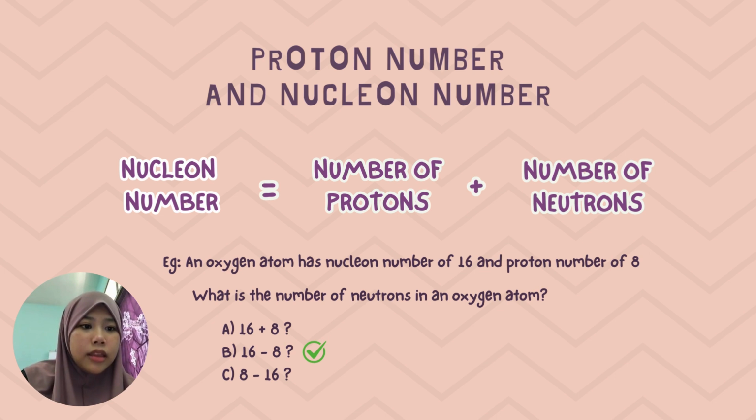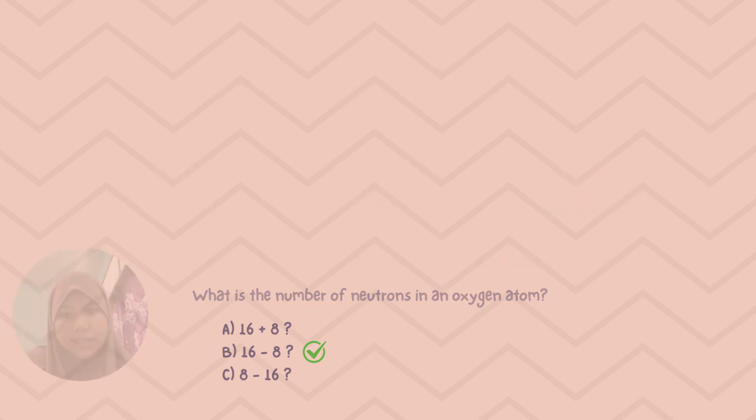An oxygen atom has a nuclear number of 16 and a proton number of 8. What is the number of neutrons in the oxygen atom? So oxygen has a nuclear number of 16. We subtract the proton number given from the nuclear number. So 16 subtract 8. So we're going to get the answer.